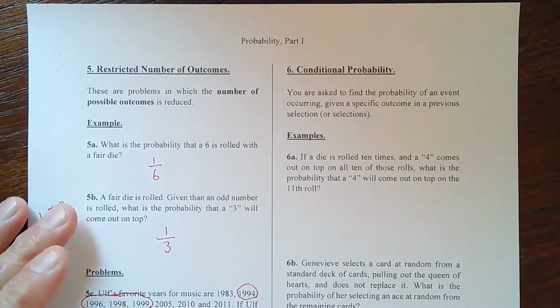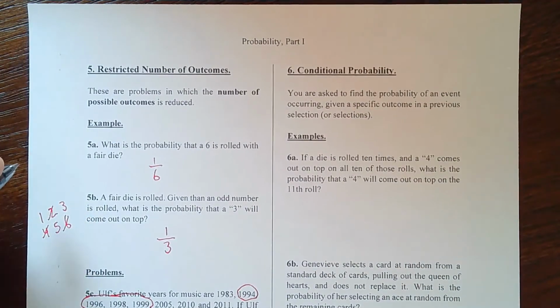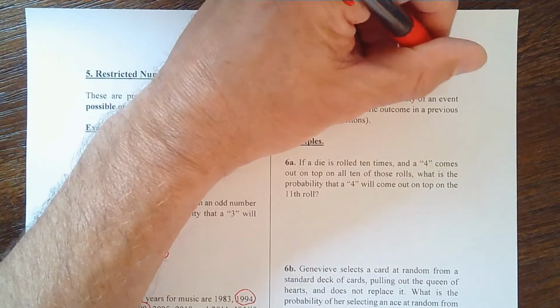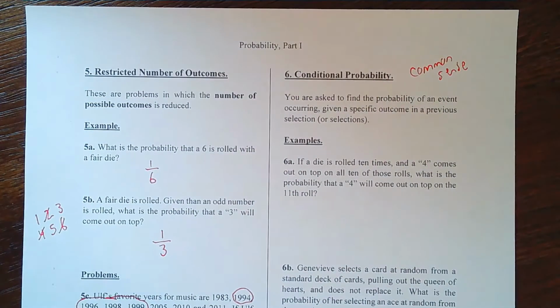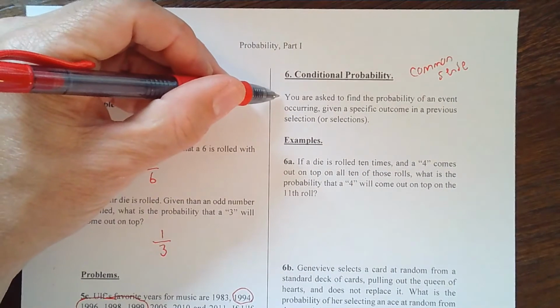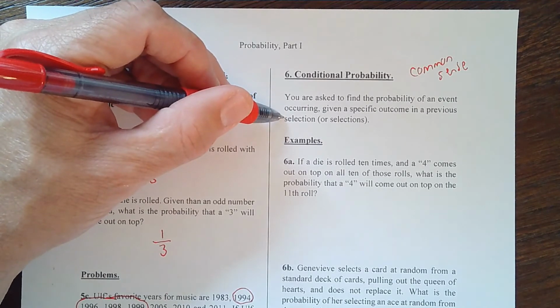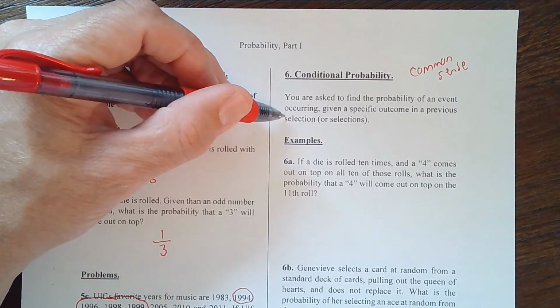Let's move to section 6, conditional probability. Conditional probability is very, very easy. This is really just a matter of common sense. We're applying the ideas of independent and dependent results into a specific type of problem in which you are asked to find the probability of an event occurring given a specific outcome in a previous selection or selections or outcome.